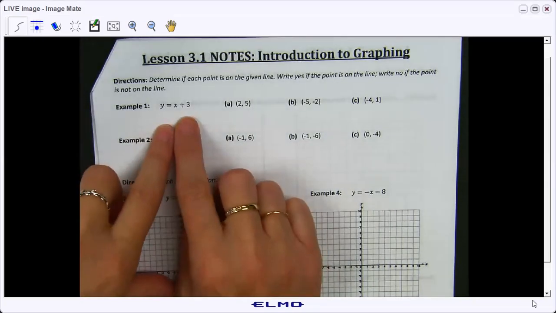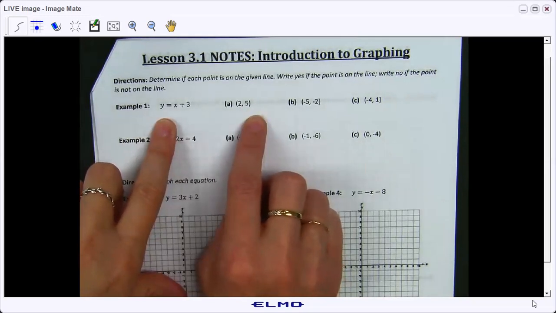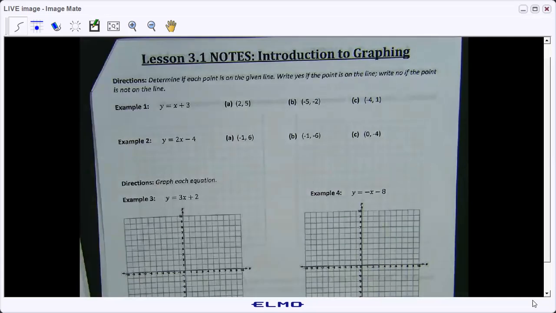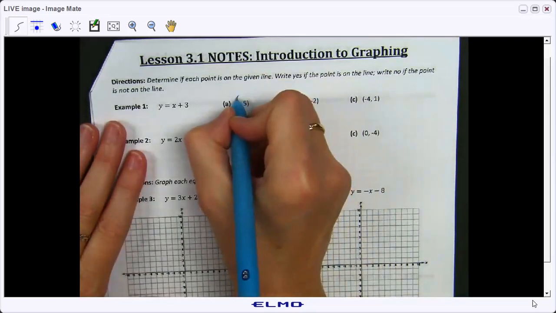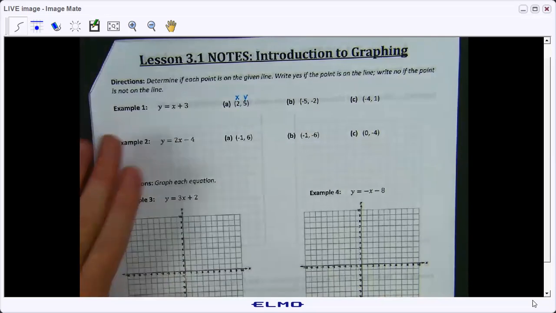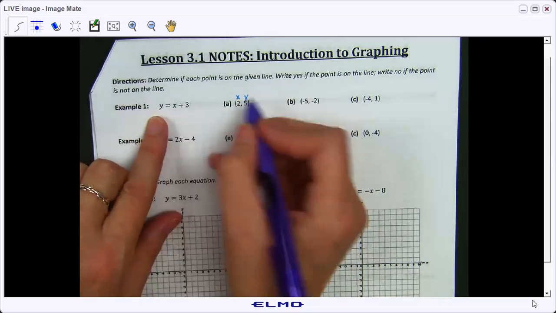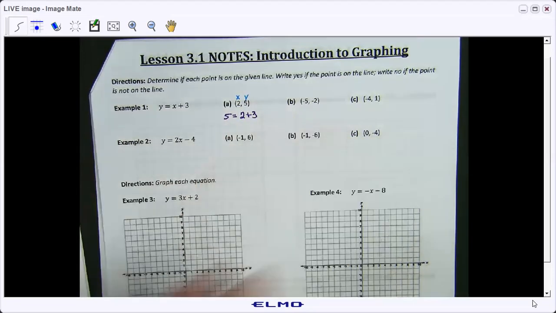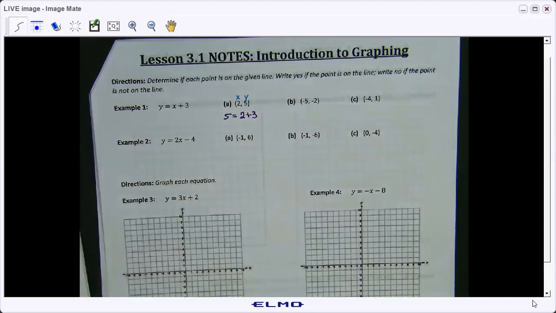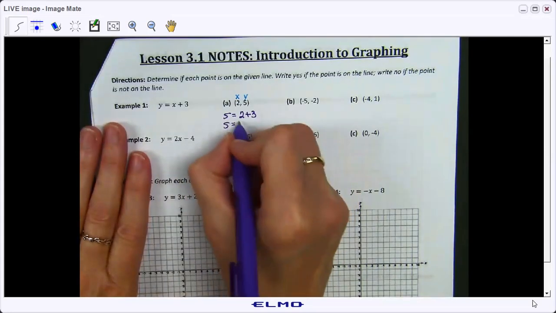If I were to graph this line on a Cartesian plane, would (2, 5) land on that line? Or would the line go through (2, 5)? The way to figure that out is we know that 2 represents the X and 5 represents the Y. So you would plug 2 into the X and 5 into the Y, and it will look like this: 5 equals 2 plus 3. And you would solve it. You would simplify both sides. So 5 equals 2 plus 3, which is 5.